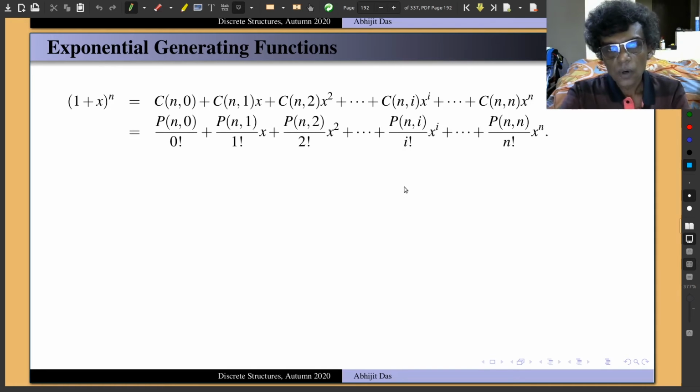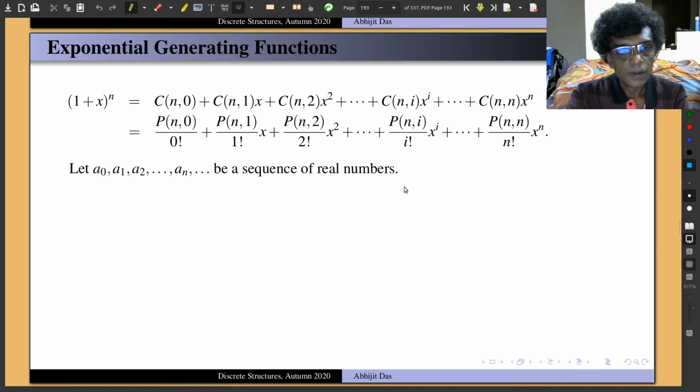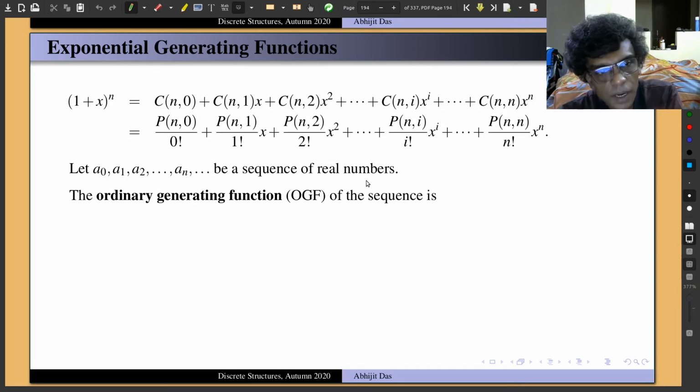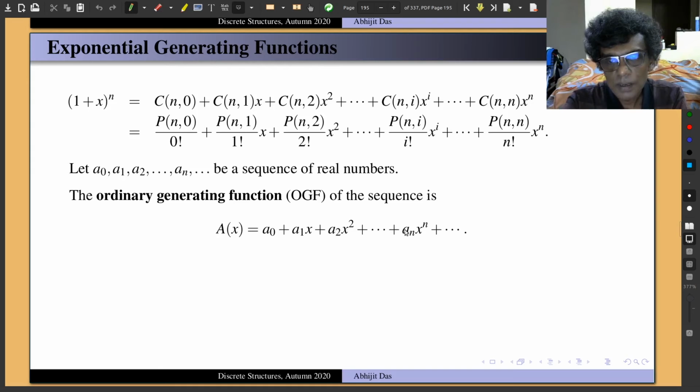So this leads us to the following concept. Now consider, instead of these very specific sequences, let's say a0, a1, a2, an be an infinite sequence of real numbers, maybe complex numbers, not a problem. The ordinary generating function of the sequence is nothing but a0 plus a1 x plus a2 x square and so on. We have defined this quantity as the generating function of this sequence. Now, since another type of generating functions is in the scene now, I want to highlight that this is the ordinary generating function. However, we may make the convention that if we simply say generating function, we always imply ordinary generating function.